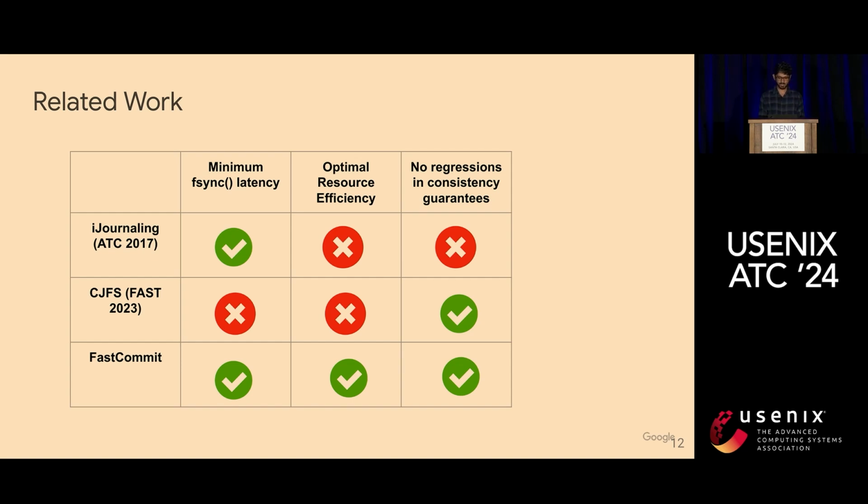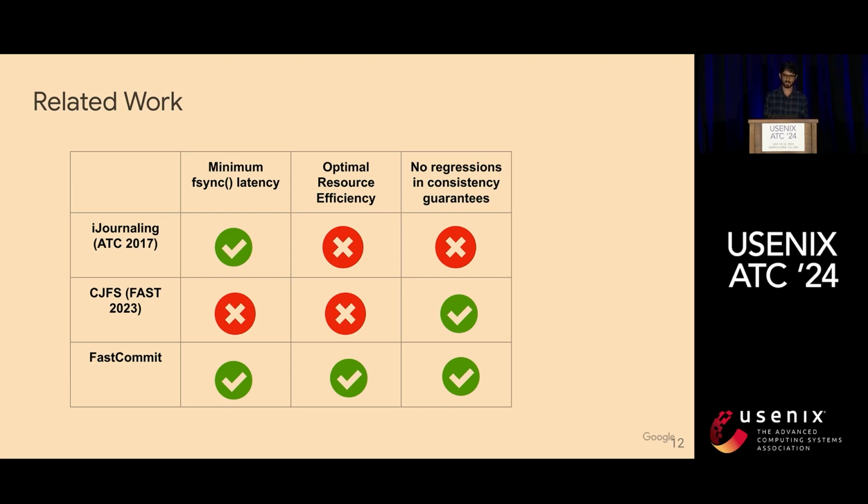So the closest related work in this area is iJournaling and CJFS. iJournaling was in fact the first one to introduce the hybrid journaling approach, and fast commits design is loosely based on iJournaling. However, iJournaling does not optimize for resource efficiency. We see that under high fsync frequency, iJournaling could end up writing more blocks to the journal than ext4. Also, iJournaling changes the consistency guarantees of fsync on ext4. That would break existing users if they were to migrate to using it.